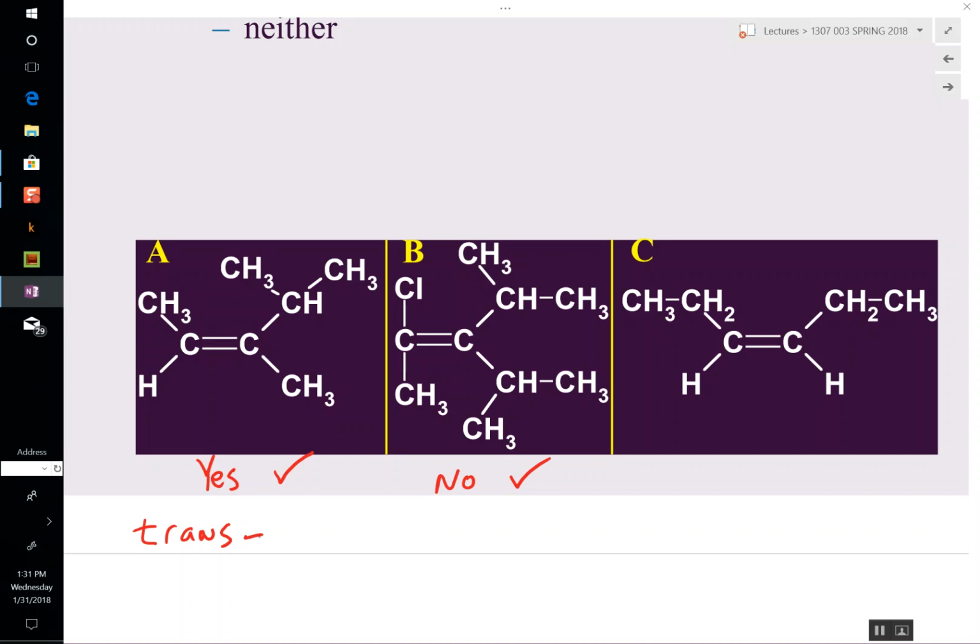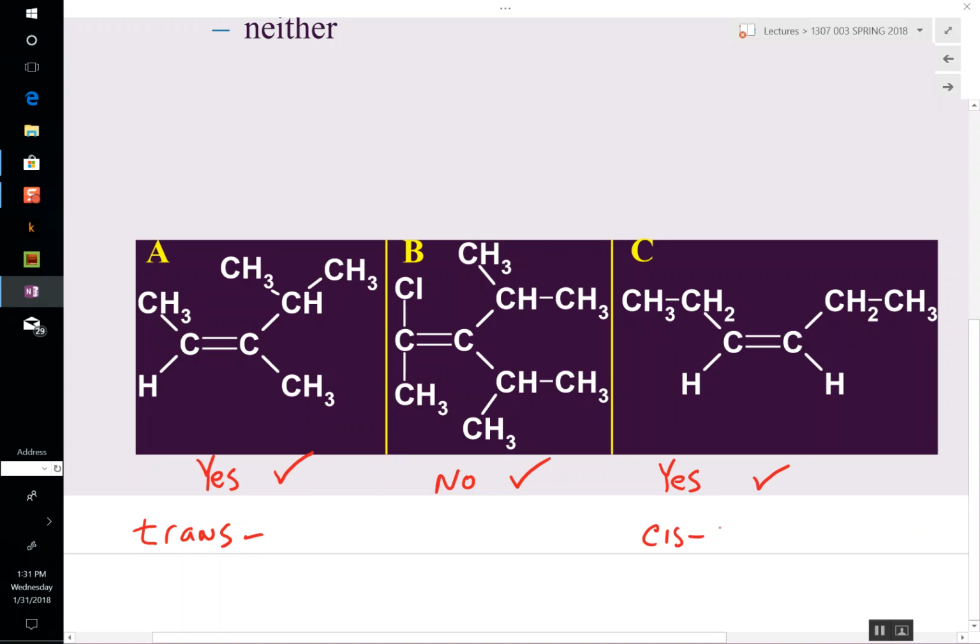Okay, now let's do this one. Does that have 2 different things on it? Yes. Does that have 2 different things on it? Yes. Do these 2 each have something that's the same? Yes. And those things that are the same, are they on the same or the opposite side? Same. Cis.